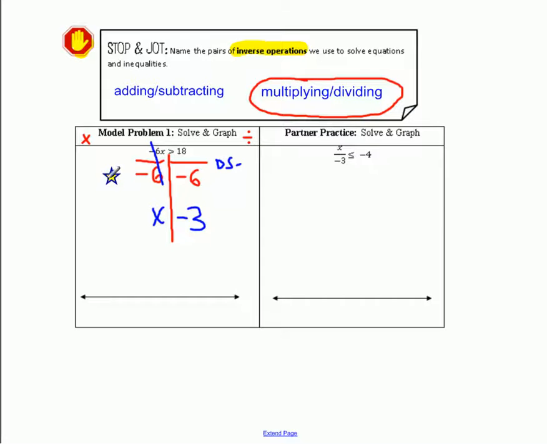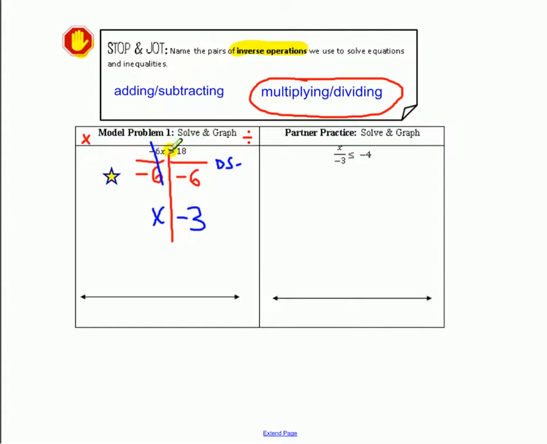Now, let's talk about the star. I have a star here because what I did right here is I divided by a negative number. Now, normally that's not a big deal, but with an inequality symbol, it changes all of the things in this problem. X was negative 6, now it's positive. 18 was positive, now my answer on this side, 3, is negative. It basically flipped everything around.